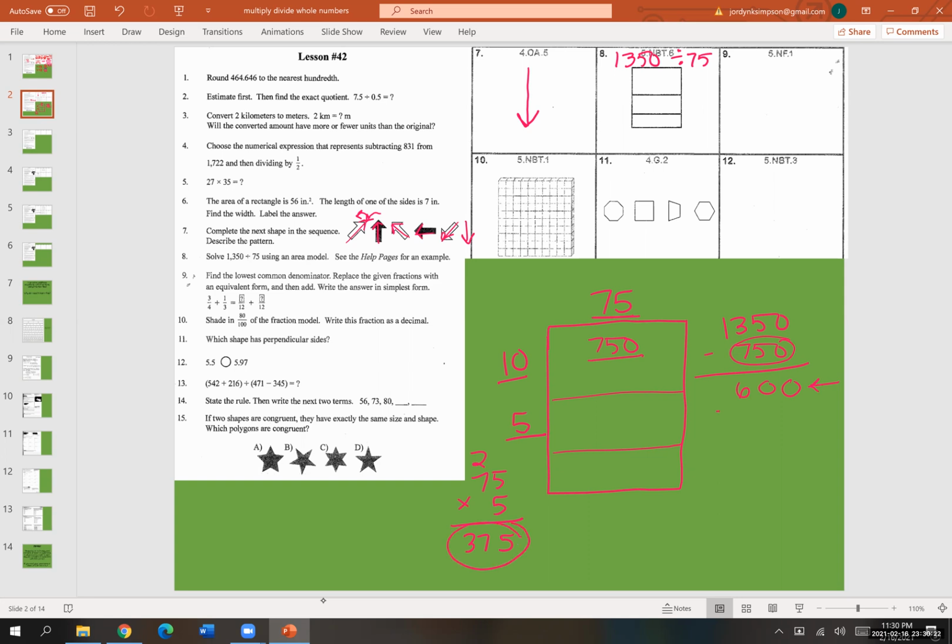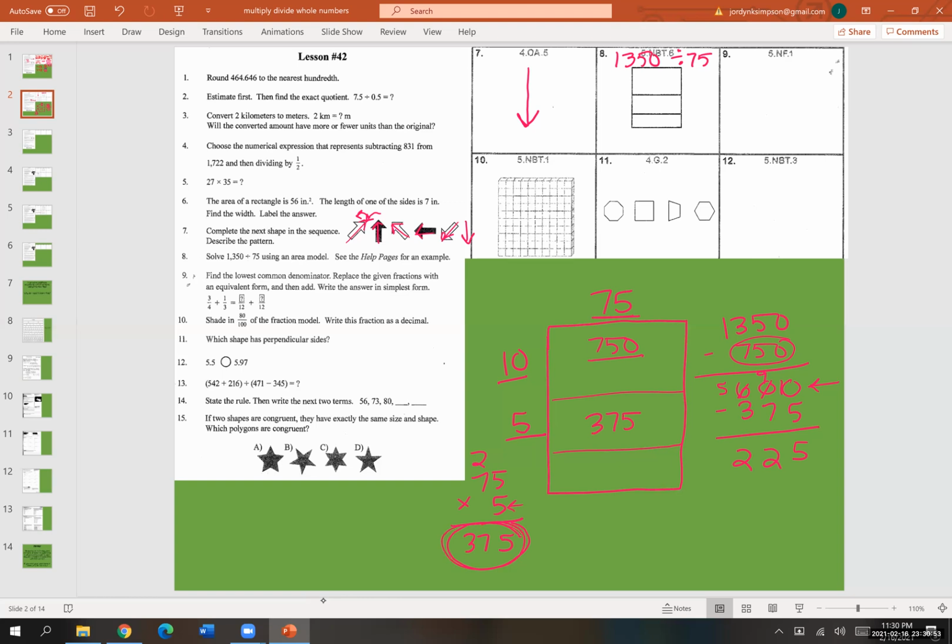So let's take that away from the 600. Well, we have to go through and borrow, so 10 would be 9. Here, 10 minus 5 is 5. 9 minus 7 is 2. 5 minus 3 is 2. So now we have 225. So this right here was 375. Well, I still have 225 left. So how many 75s will be in 225? Well, I know 5 times is too much because that got me to 375.